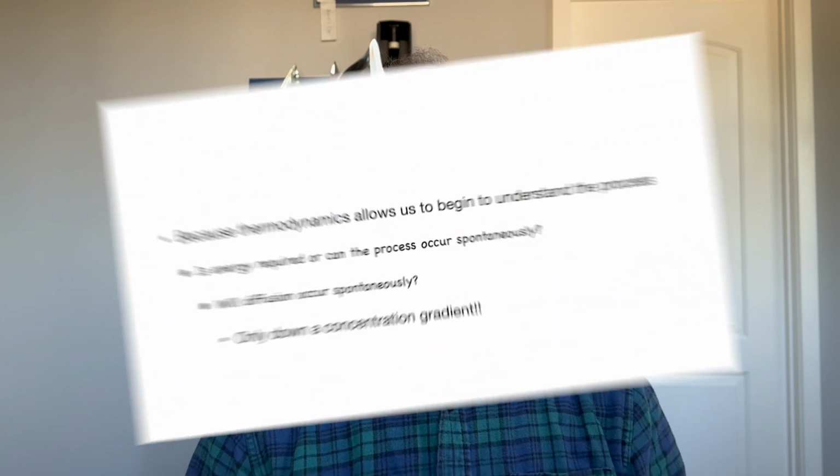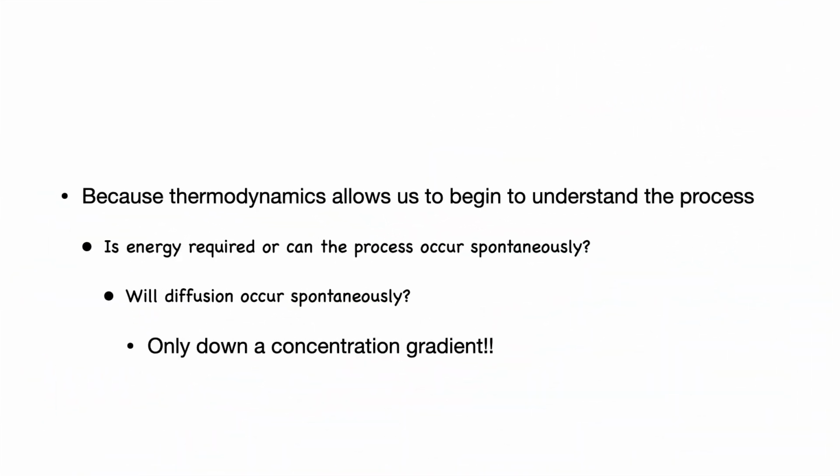We'll find that water transport is always passive in plants, but that ion transport can be both active or passive. And this helps us to define what the mechanisms of ion transport or mineral uptake are in a plant. So thermodynamics allows us to begin to understand this process. Is energy required, or can the process occur spontaneously? Will diffusion occur spontaneously? And the answer for that is only down its concentration gradient. If it moves against its concentration gradient, then it is not spontaneous.